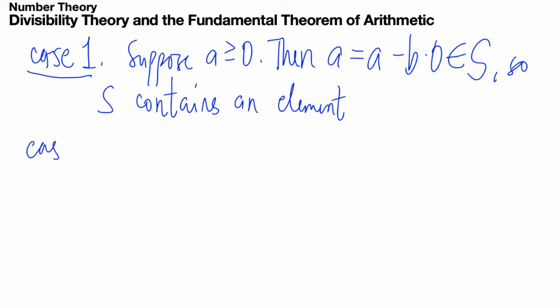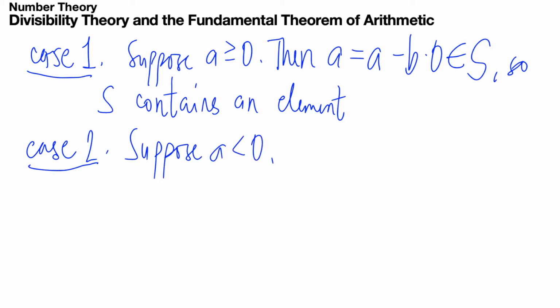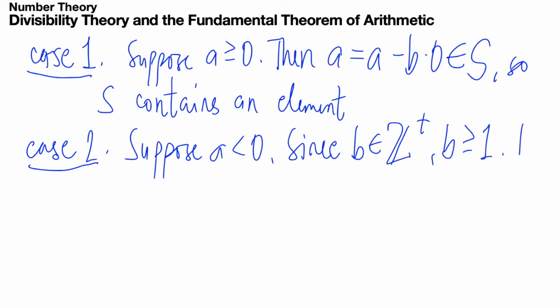For case two, we shall consider the opposite. Suppose a is strictly less than 0. So what shall we have? Since b is a positive integer, or a natural number or a counting number, let's put there b is in Z plus, or positive integers. So clearly b should be greater than or equal to 1. Then we shall say that minus ba is greater than or equal to minus a. Okay, where did we get this?